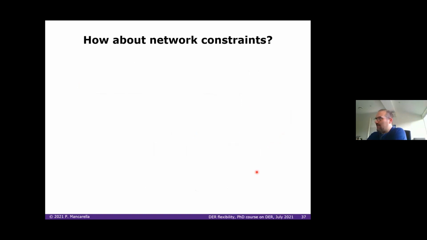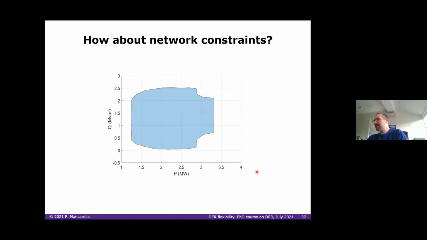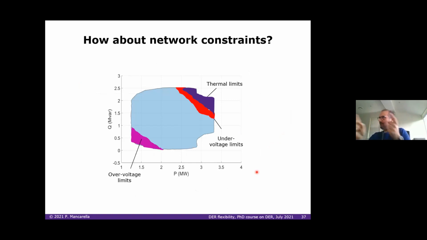How about network constraints, though? So far, I'm just aggregating resources, but where are the network constraints? Because eventually, if power is flowing up and down, at certain points, I might encounter thermal limits. I might encounter some form of voltage limits. I might encounter some form of over voltage limits, depending on the characteristics of the networks and the power flows and all that. So the actual feasible operating region is not the Minkowski summation of the capability regions of the individual machines. It is subject to network constraints.